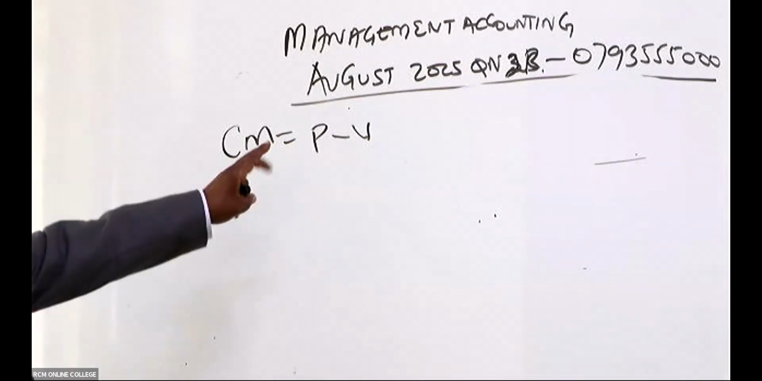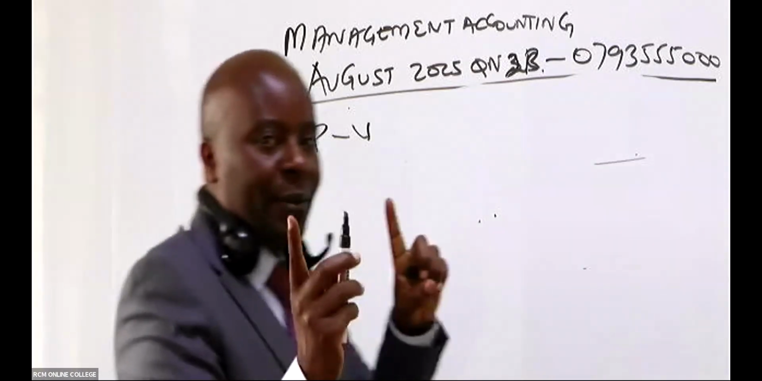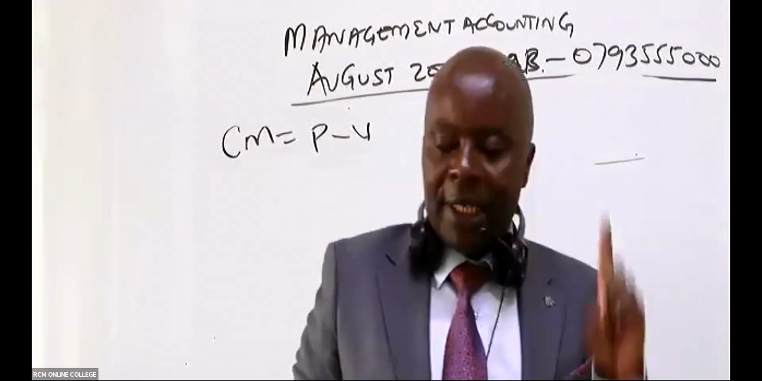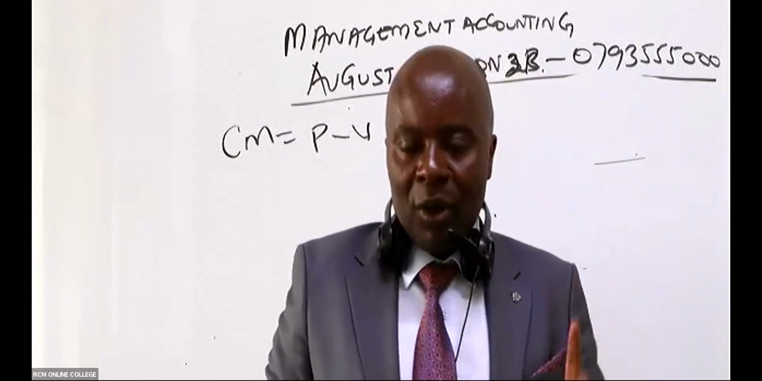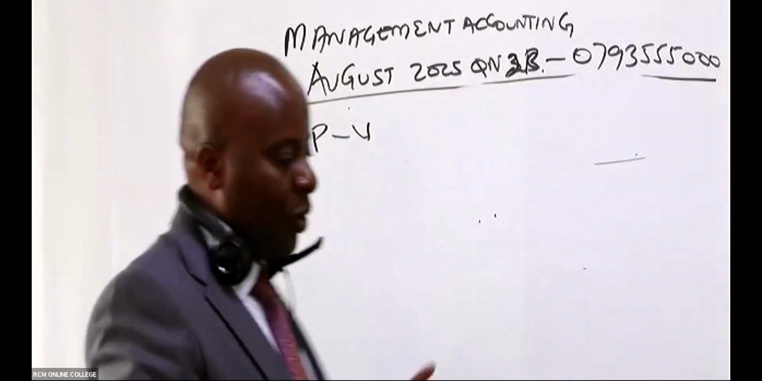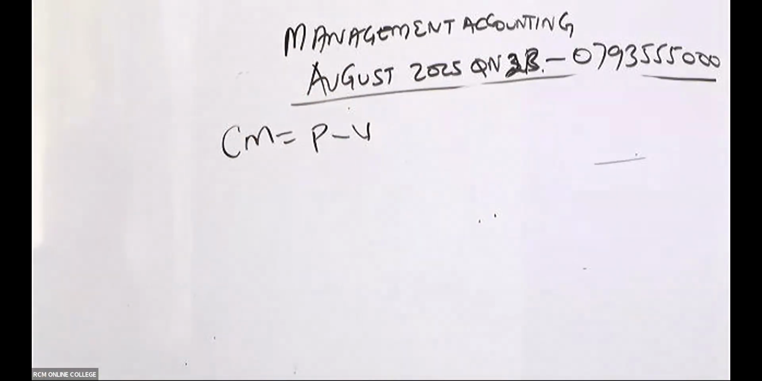I wish somebody can write this in full, because this is the price that I'm selling these goods at. The selling price minus the variable cost.